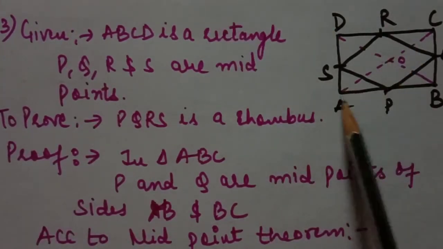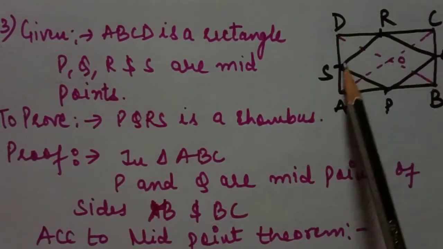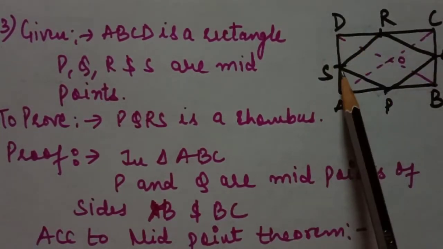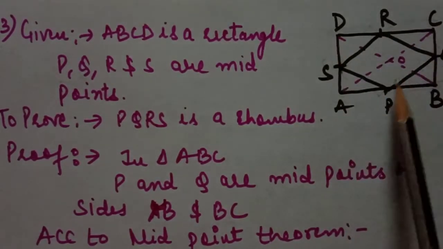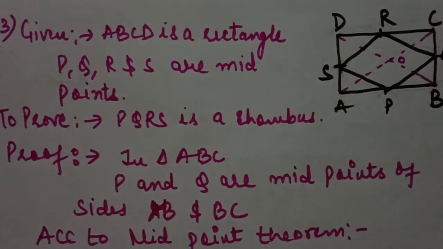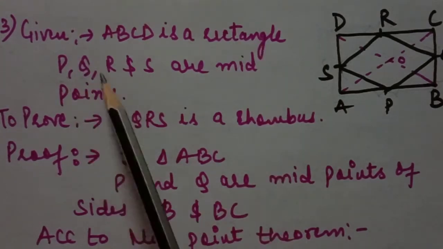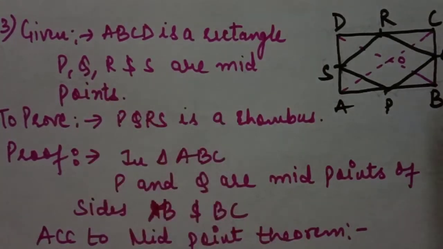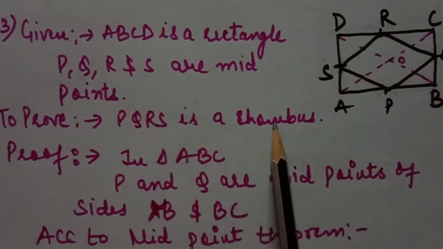In this question, we have ABCD as a rectangle. P, Q, R, S are the midpoints and we have to prove that PQRS is a rhombus. In our previous question, ABCD was a rhombus and we had to prove PQRS a rectangle. So students, what is given to us? ABCD is a rectangle and P, Q, R, S are the midpoints. We have to prove that quadrilateral PQRS is a rhombus. What do we have to prove for a rhombus? All sides are equal.